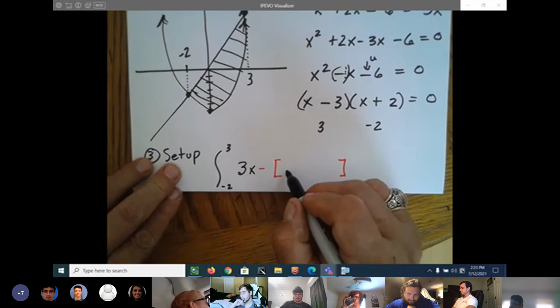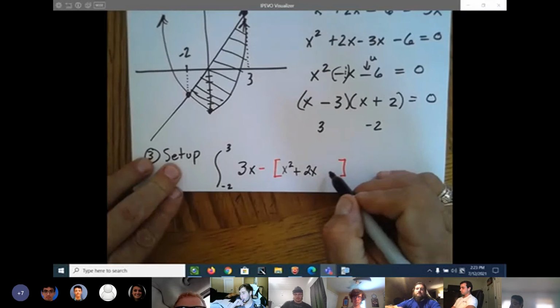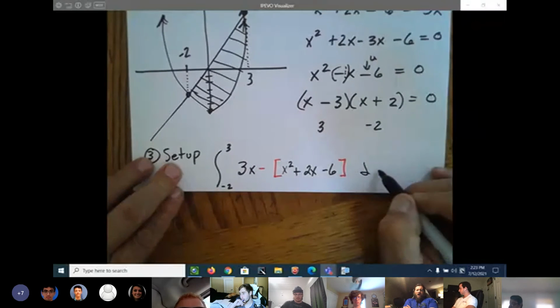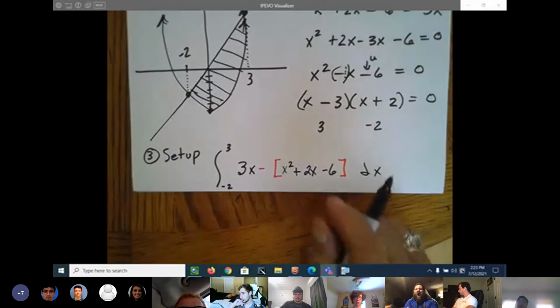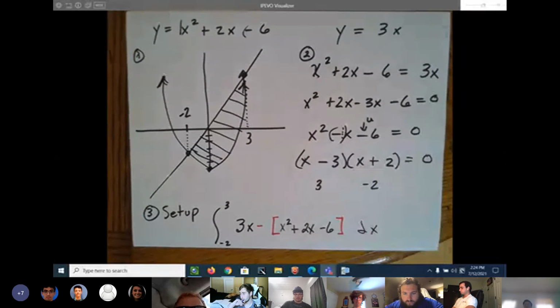Let's go with x squared plus 2x minus 6 dx. All right, go ahead and start working with that. And I'll continue it on the next page.